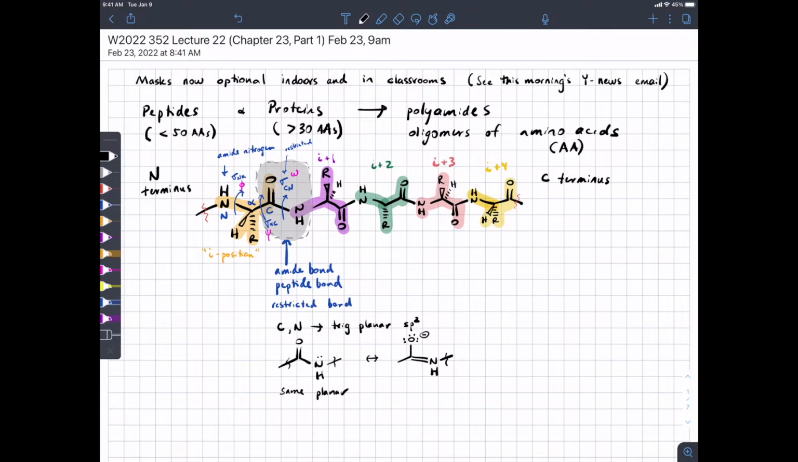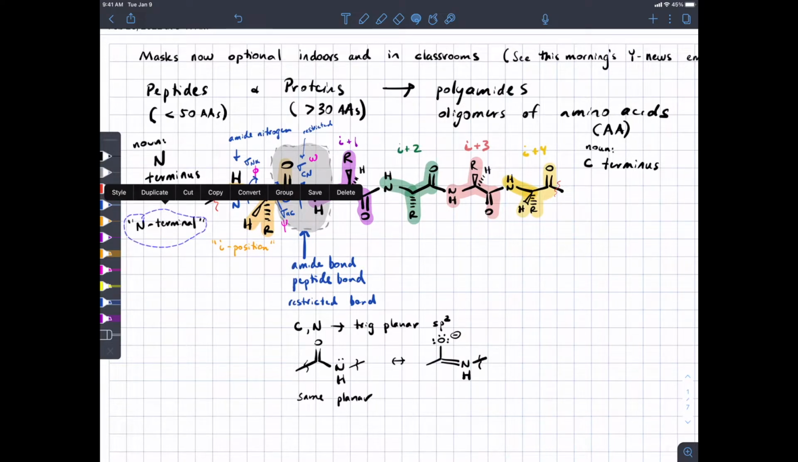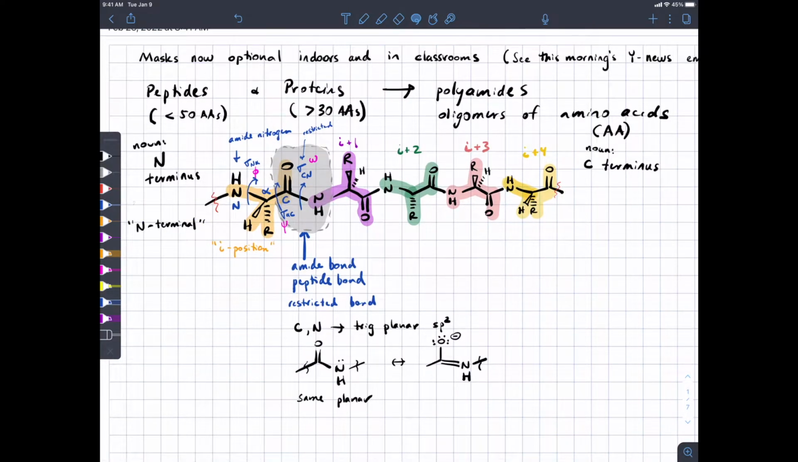Sometimes people get mixed up. If you want to use this term, the noun N terminus, as an adjective, this is a grammar class, you can use the phrase N-terminal, as in an N-terminal amino acid. But you don't talk about the N-terminal of a protein, because then somebody's going to say, the N-terminal what? So it's the N-terminus of a protein or a peptide, the C-terminus. If you want to use it as an adjective, you use terminal.